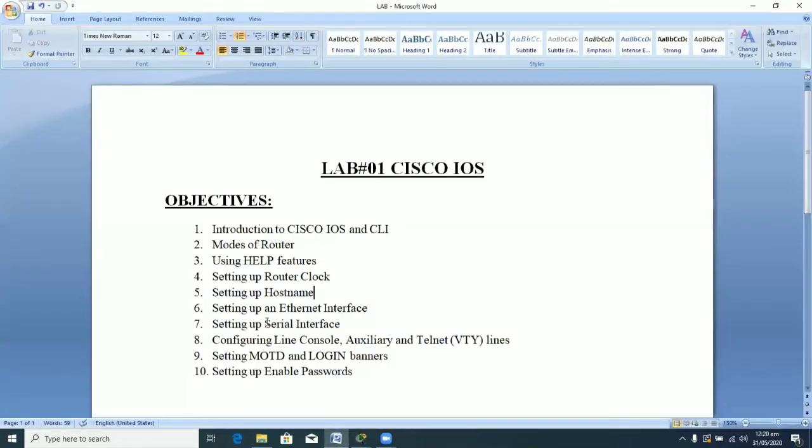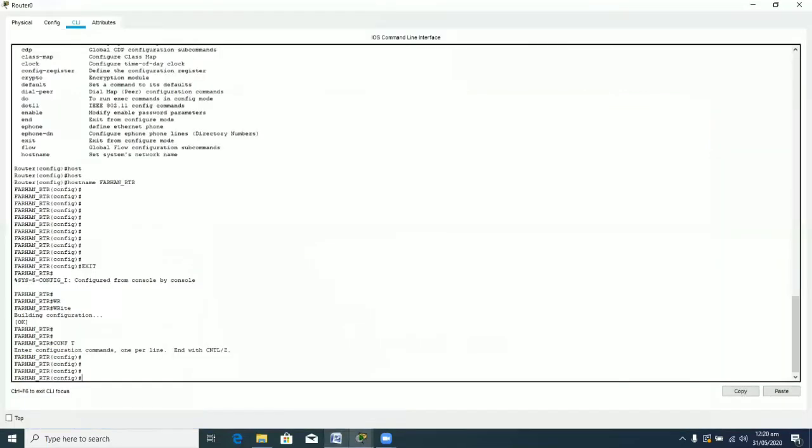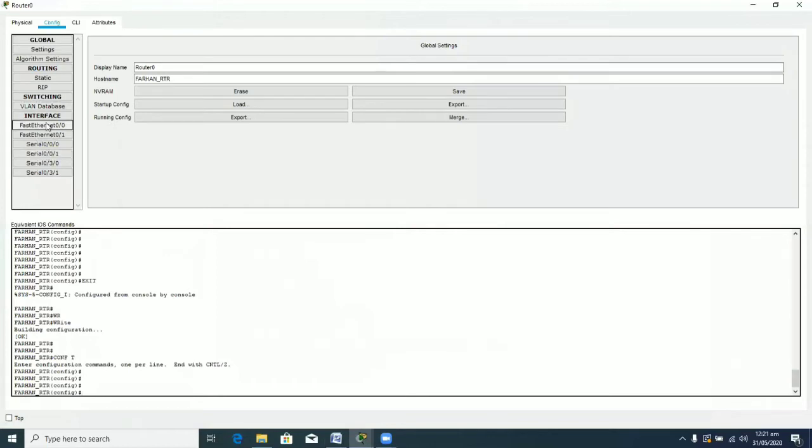Our next objective is to set up the Ethernet interface. Basically, when you talk about an Ethernet interface in your particular router, there isn't any Ethernet interface. It is basically the Fast Ethernet interface. What is the difference between an Ethernet and a Fast Ethernet interface? It is basically the difference between the speed of the two interfaces. Ethernet interface provides us with a 10 Mbps speed, and the Fast Ethernet interface provides us a speed of 100 Mbps.